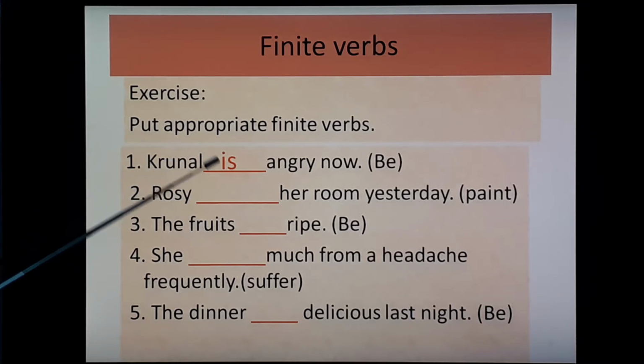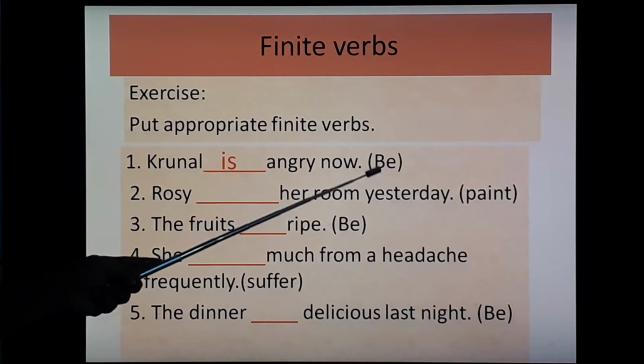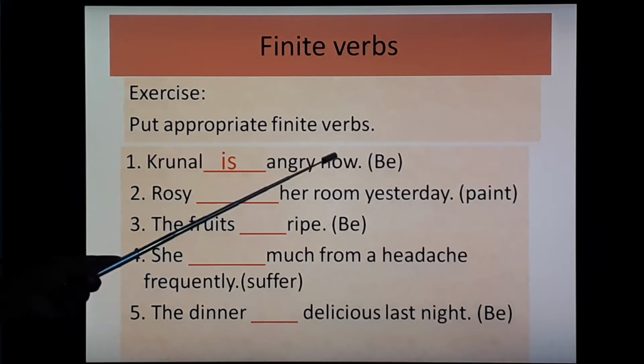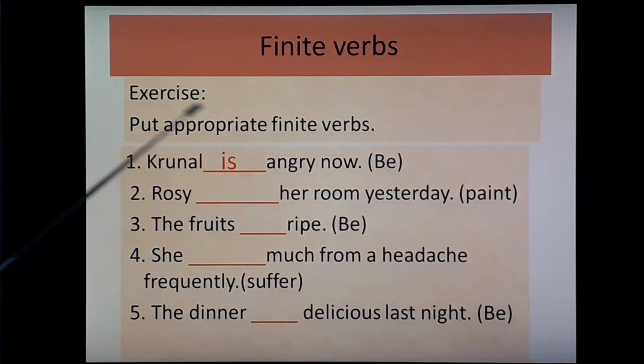First, Krunal is angry now. Here the be form is given. Be means the to-be form. If it is related to present tense, then you have to use is, am or are according to the subject. Here now is given, so it is related to simple present tense, and according to the subject Krunal, that is third person singular, you have to put here is. If you want to know more about tenses, then you can refer to my series on tenses.